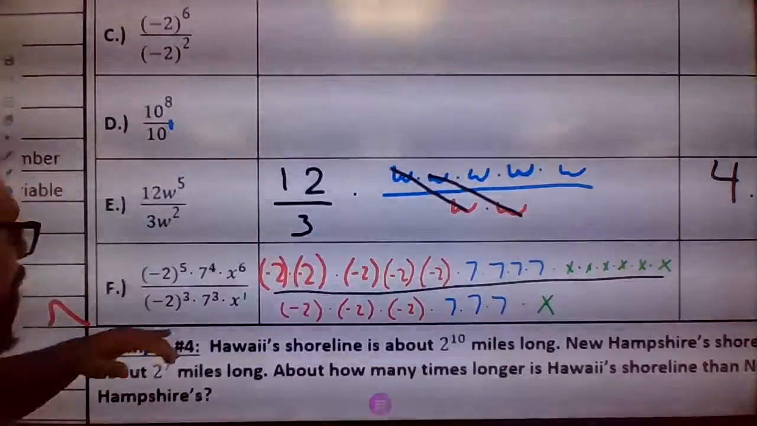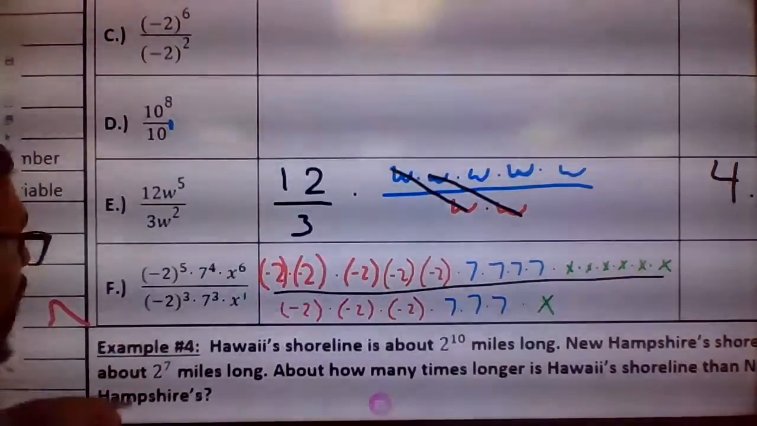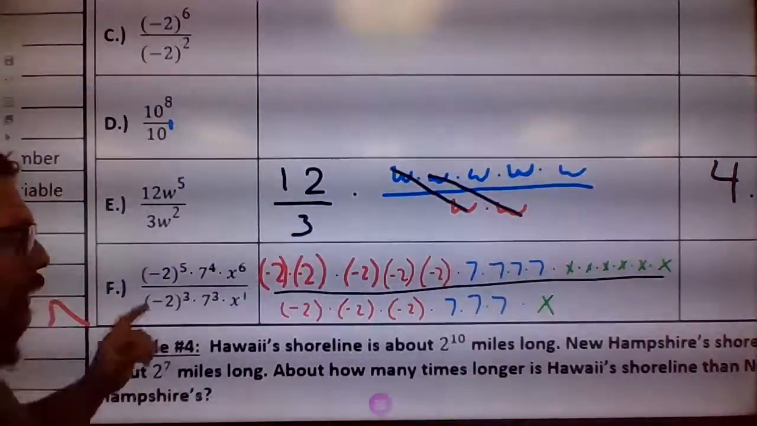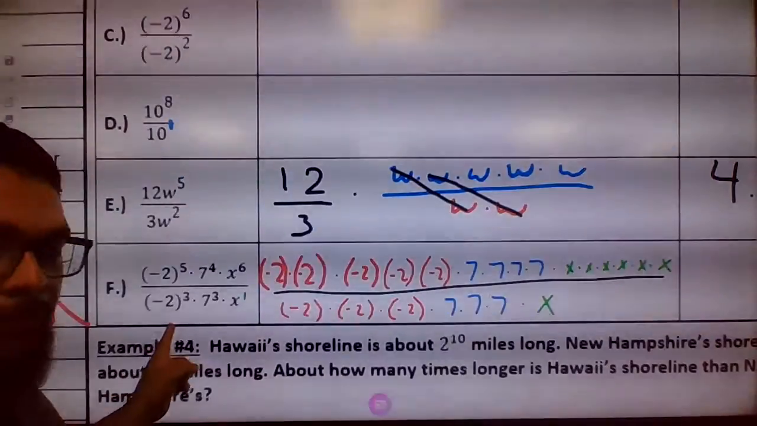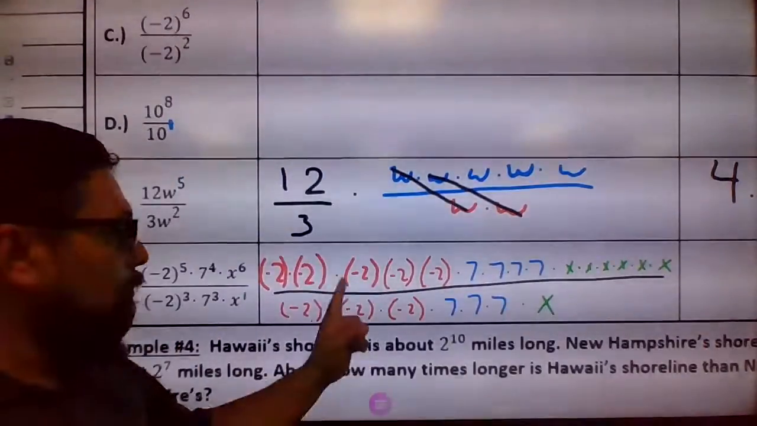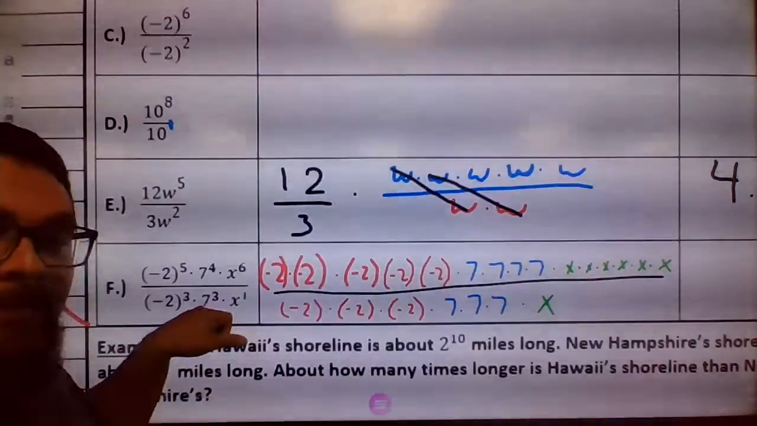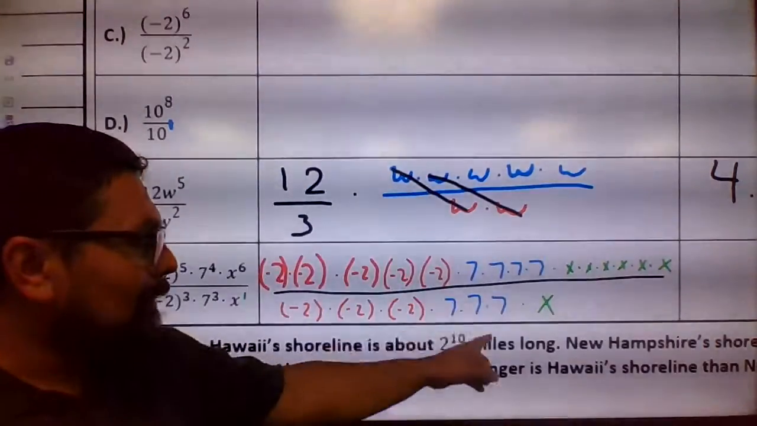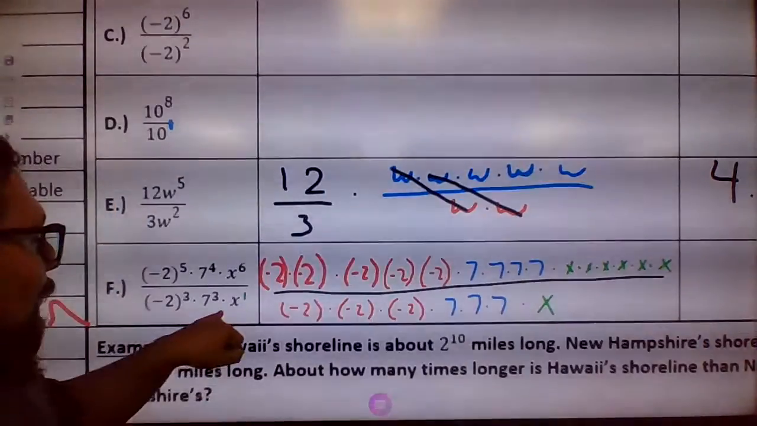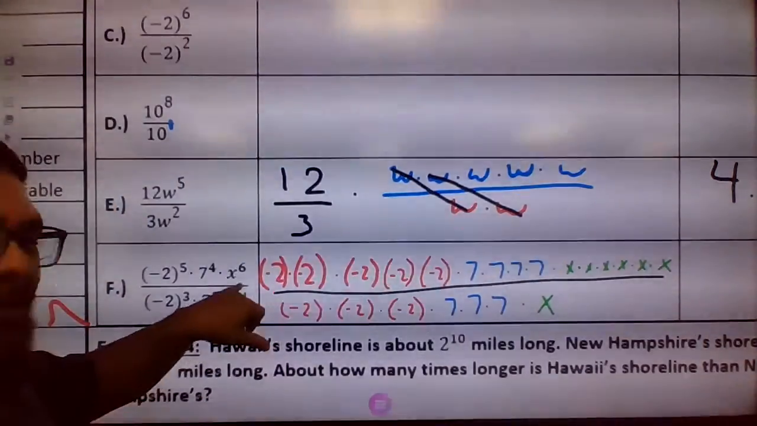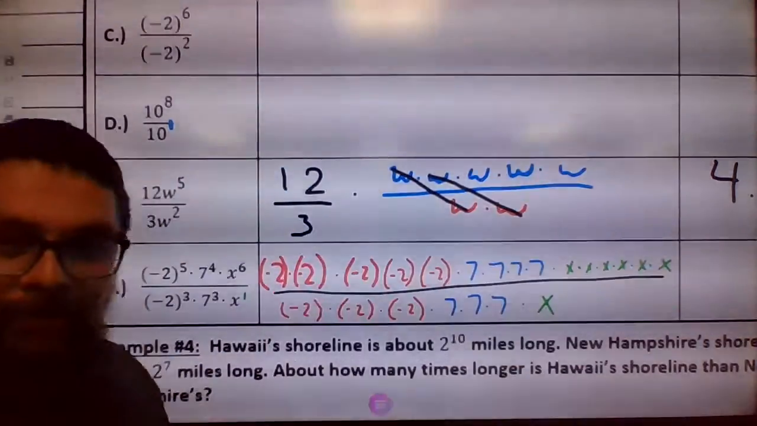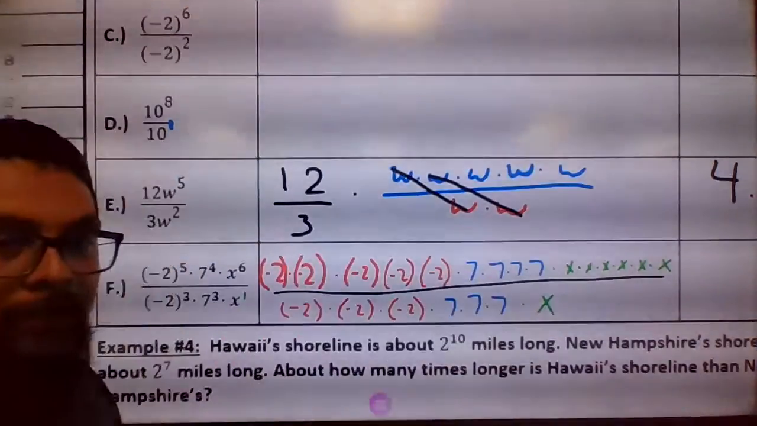Okay. Bottom. The denominator. Negative 2 to the 3rd. How many negative 2's are there? 3. 1, 2, 3. Okay. 7 to the 3rd. How many 7's are there? 3. 7 times 7 times 7. And then x, there's an x, but remember there's a 1 there. We just don't write it. Okay. But there's 1x.